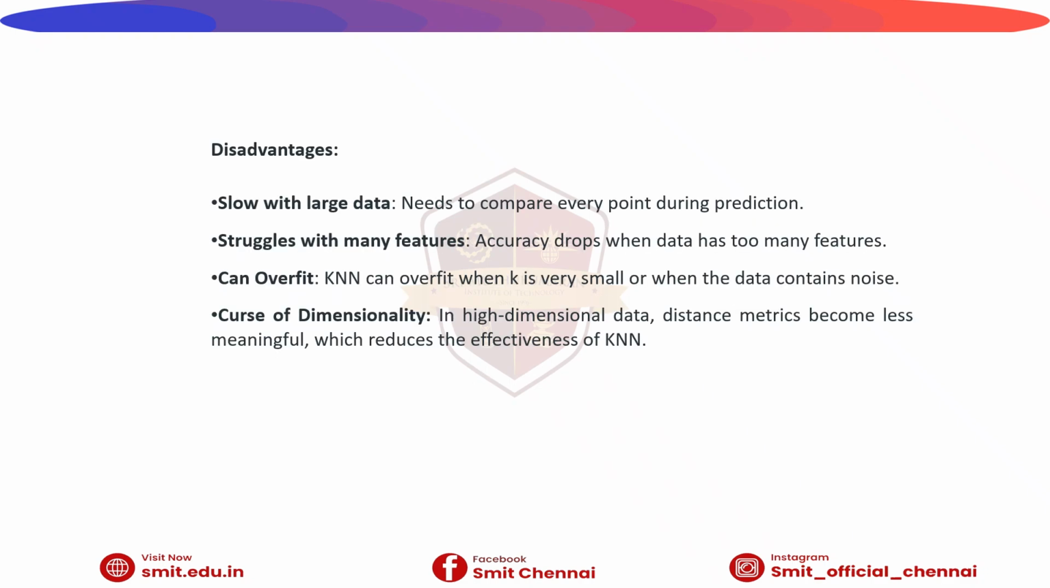Disadvantages of KNN. KNN has some limitations. Predictions become slow when the dataset is large, because every point needs to be compared. Its performance decreases when the number of features is high. KNN may overfit when the value of K is very small or when the dataset contains noise. Additionally, due to the curse of dimensionality, distance measures become less effective in high dimensional data.